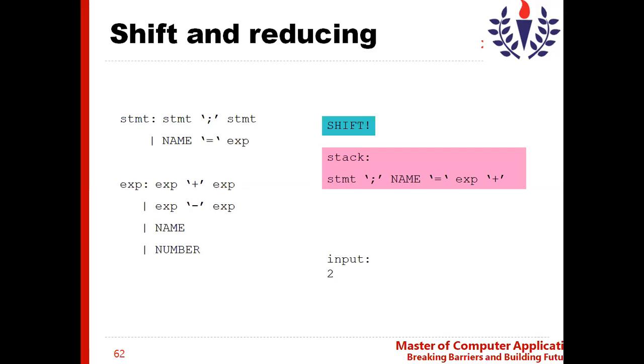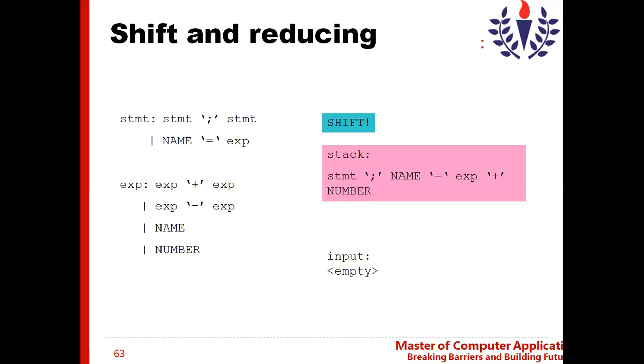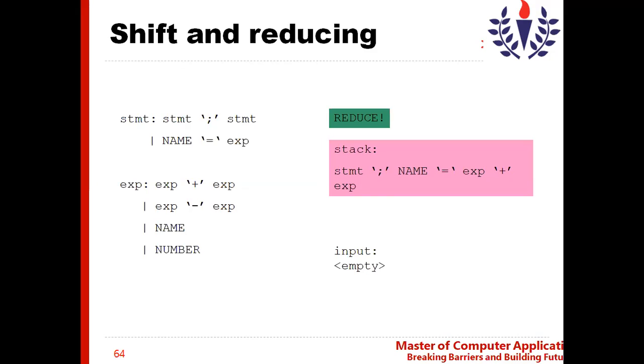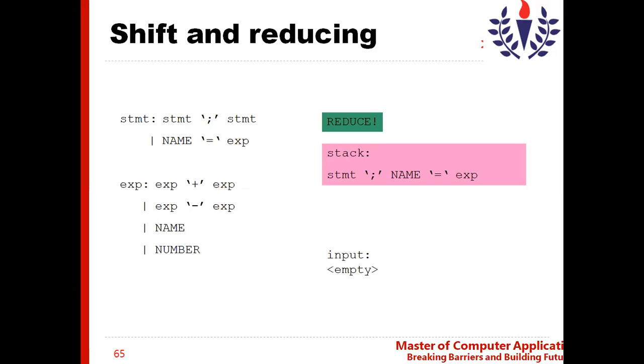So as it is, the next input would be 2, that's a number. The number will be shifted. Then the number is matched with the second grammar. So number is replaced by EXP. So you can get the value EXP in the stack. Now EXP plus EXP, again it will be reduced. So now you can see the name equal to EXP.